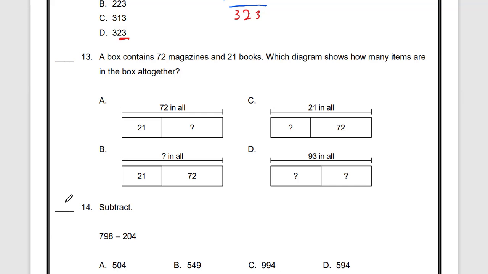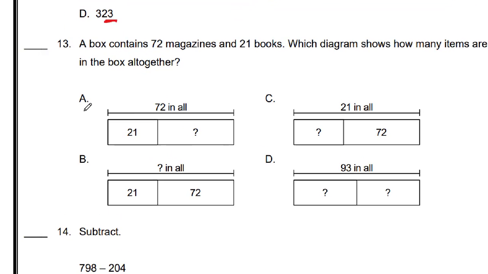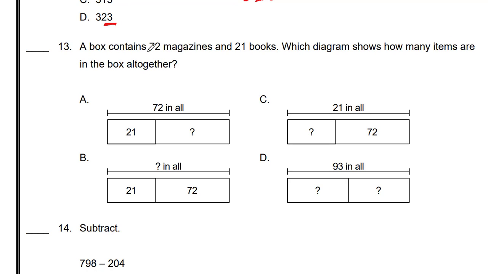My heroes, this question is a good one. Why? Because we need to choose which of the diagrams represents this situation. A box contains 72 magazines and 21 books.